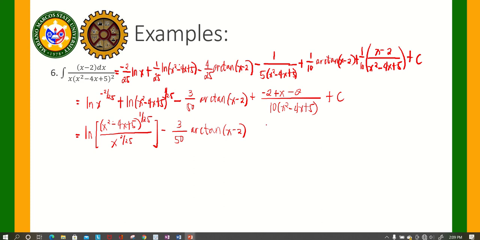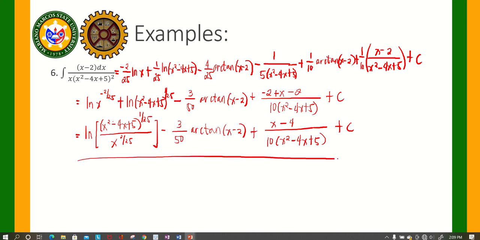And then, we simplify this one. This is equal to plus x minus 4 all over 10 times x squared minus 4x plus 5. And then our plus c. So this is the final answer for example number 6. So that ends my discussion in the methods of partial fractions, which is another technique of integration.